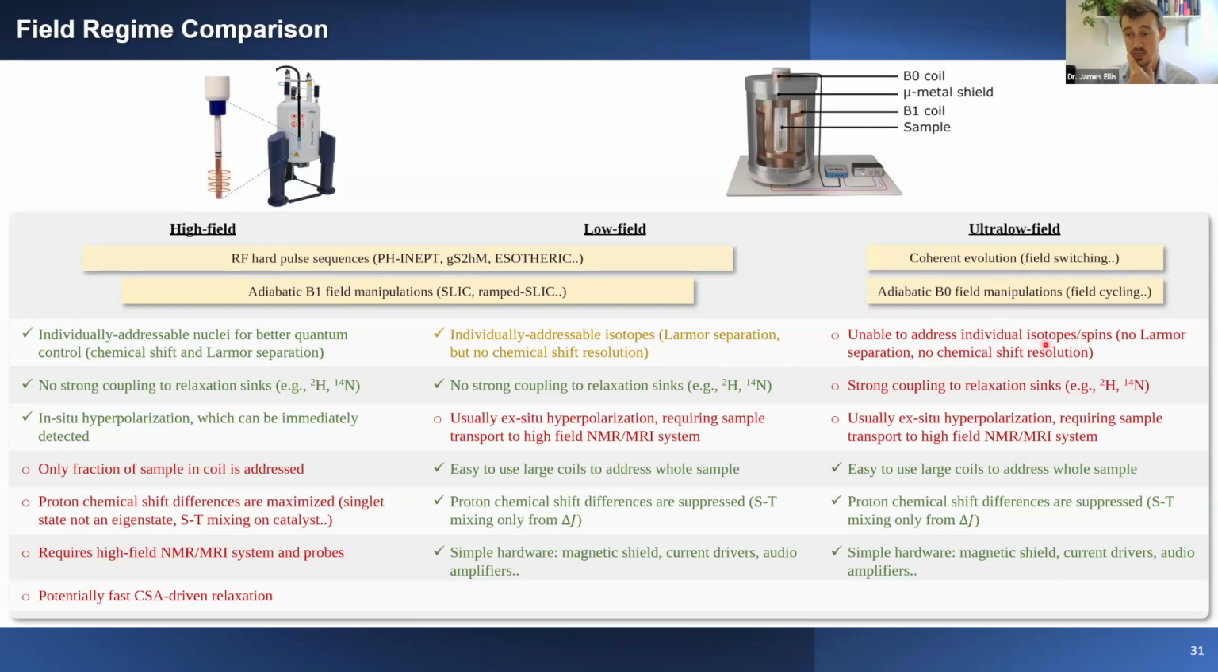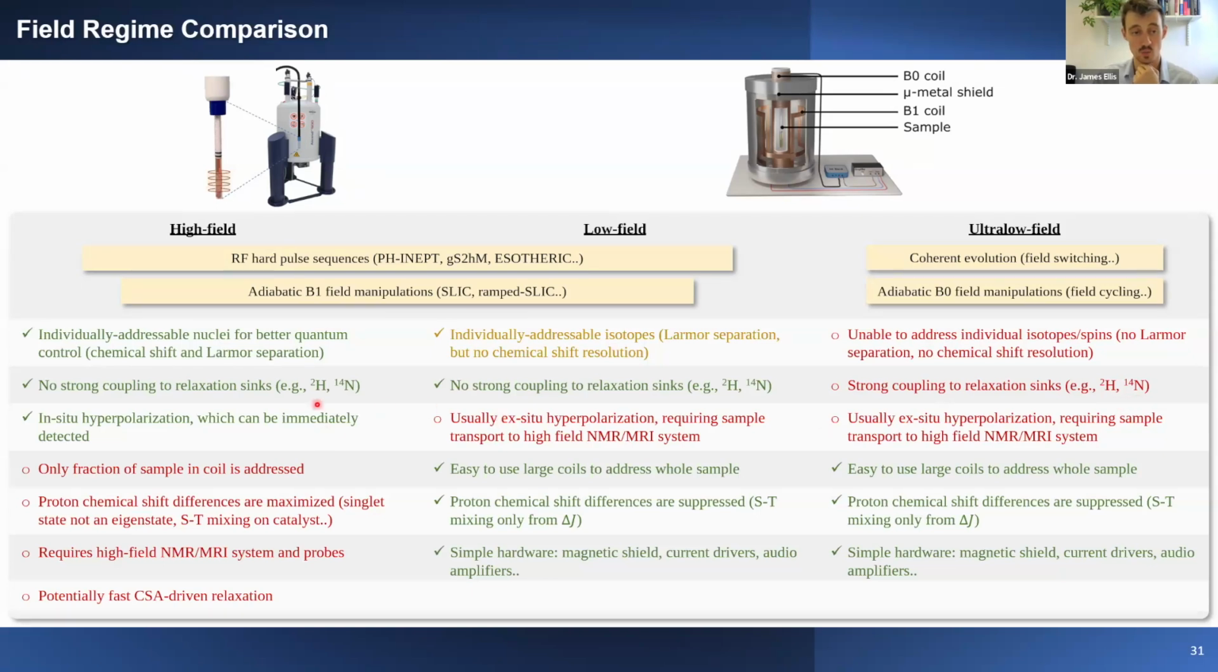And in an ultra-low field regime, you can't do any of that because you've suppressed all Larmor frequency differences. The advantage of high field as well is that you don't have strong coupling to relaxation sinks, and that's also true at low field. And that's a disadvantage of ultra-low field work. So if you've got deuterium or nitrogen-14 in the molecule, you can quickly lose polarization.